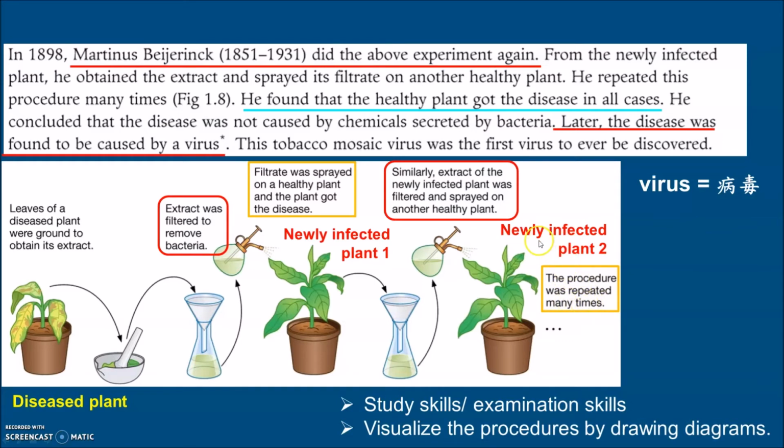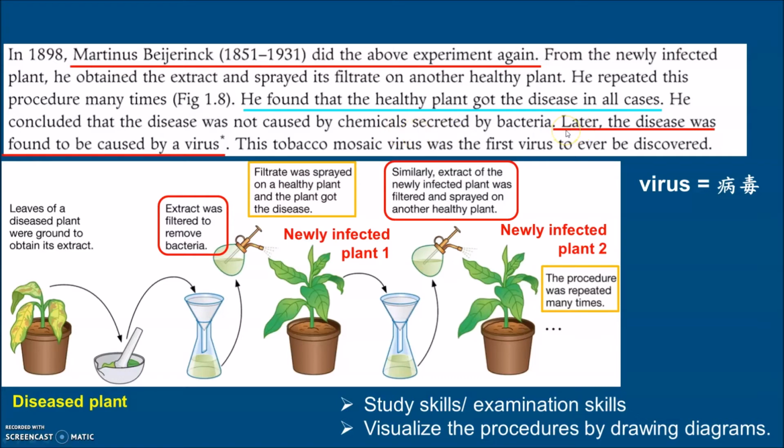And then we have the newly infected plant 2, and then we repeat the procedure many times. So that means we shall have newly infected plant 3, 4, 5, 6, 7, 8, 9, 10, whatever. So finally we find that the healthy plants got the disease in all cases. So for plants 2, 3, 4, 5, 6, 7, 8, they all got the disease. So the scientists concluded that the disease was not caused by the chemicals secreted by the bacteria, that is, the toxin. I shall explain it later in question 2.